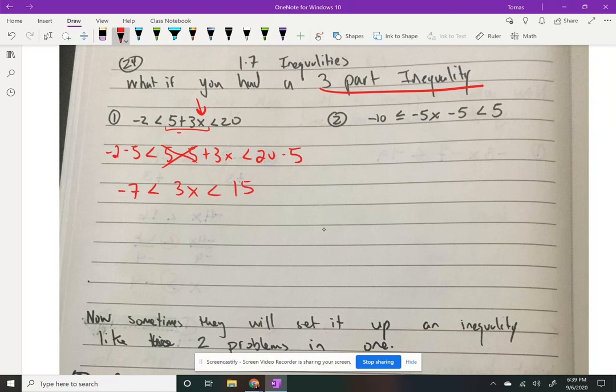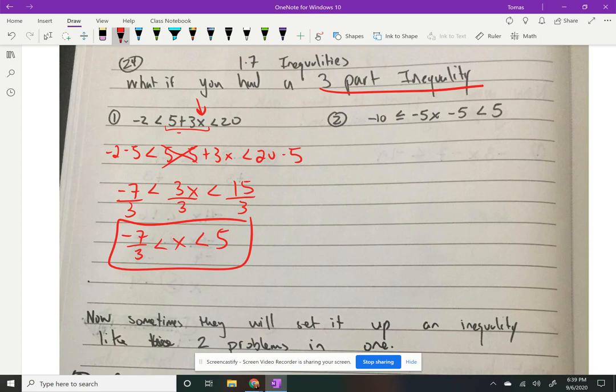Well, then how do I get rid of a times 3? Well, I divide by 3, right? But then I have to do it to all the numbers. So I just do it to all the numbers. So this becomes negative 7 over 3, and this becomes 5. And there you have it. Okay.